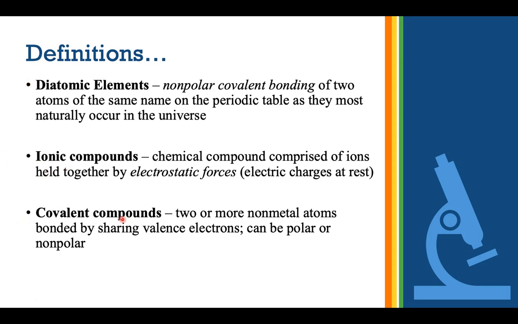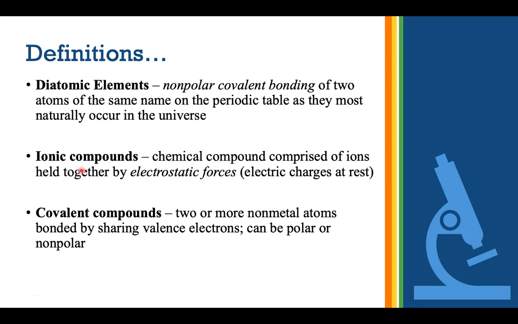We have covalent compounds, okay? These are two or more nonmetal atoms bonded by sharing valence electrons. They can be polar or nonpolar. Remember, polar and nonpolar covalent compounds, all covalent compounds are from atoms, which are combining, okay? So if they're polar, they have partial charges on them, okay? Partial, delta positive, or delta negative charges on them. Nonpolar have no charges whatsoever. They are both still atoms.